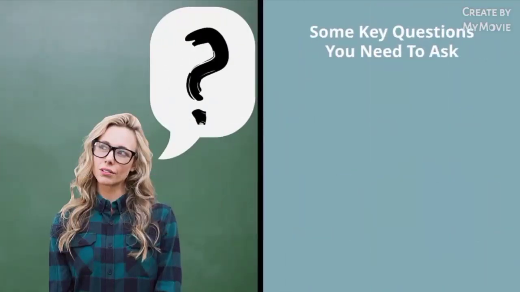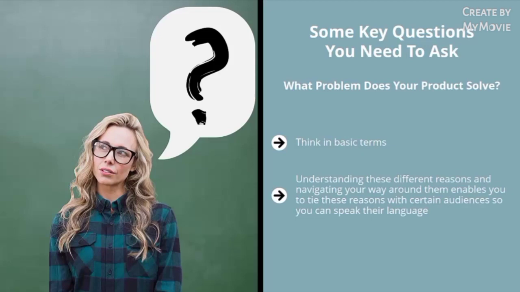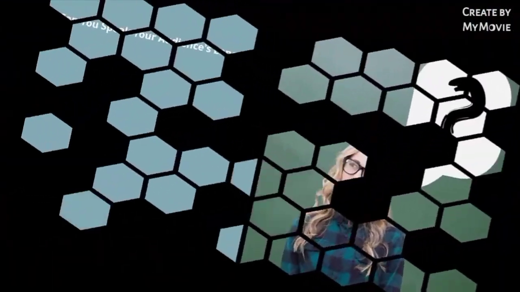Some key questions you need to ask. What problem does your product solve? Think in basic terms. If you're selling something, it's because it solves a problem. If you're a real estate agent, you're selling a home. Why do people need a home? It's not what you think. They need it for location. Some people buy it for status. Other people buy it for a lifestyle. Understanding these different reasons and navigating your way around them enables you to tie these reasons with certain audiences so you can speak their language.